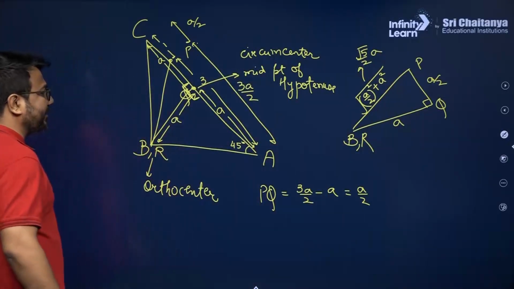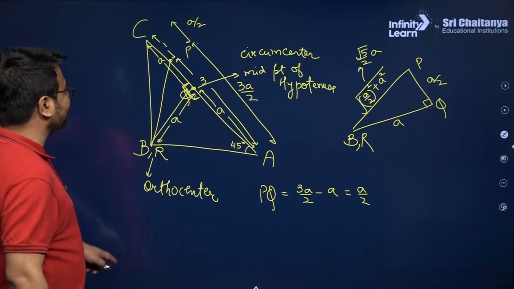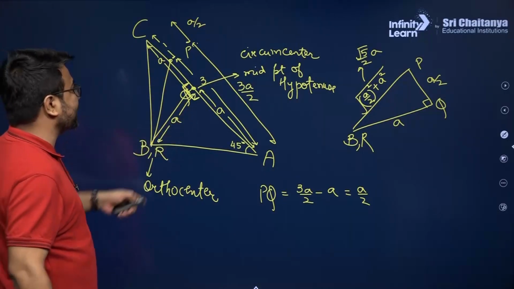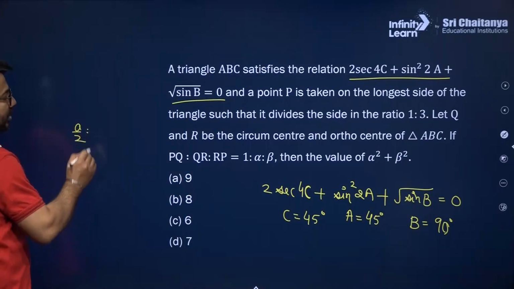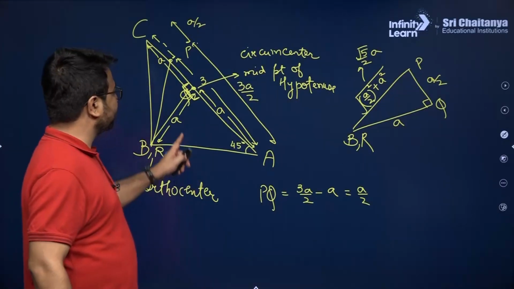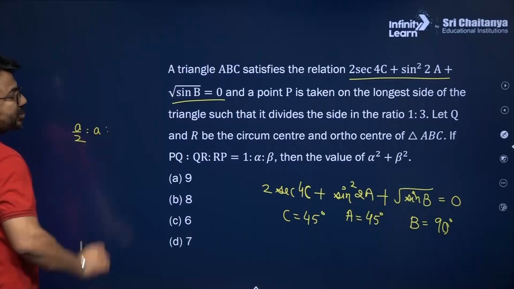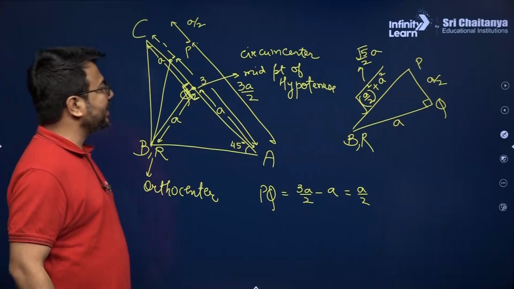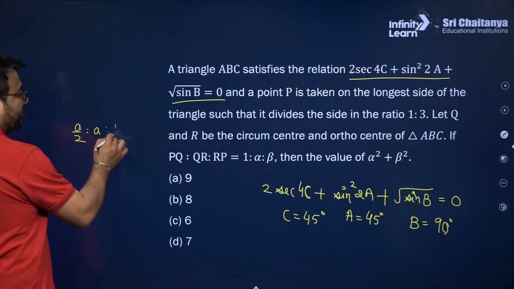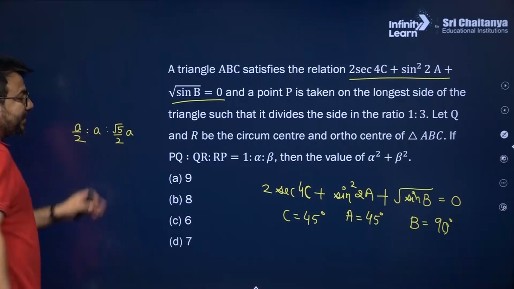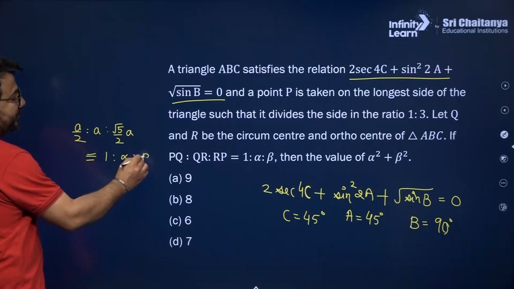Now in the question they have told us to get PQ is to QR is to RP. In the diagram you can observe this PQ distance is A upon 2, so I am writing here A upon 2. PQ is A upon 2 is to QR, and QR is A, so I am writing here A is to RP. RP in the diagram is root 5 upon 2 A. So PQ is to QR is to RP is equal to 1 is to alpha is to beta.